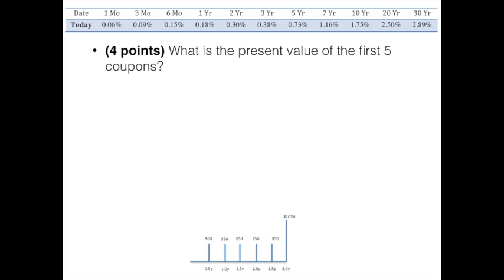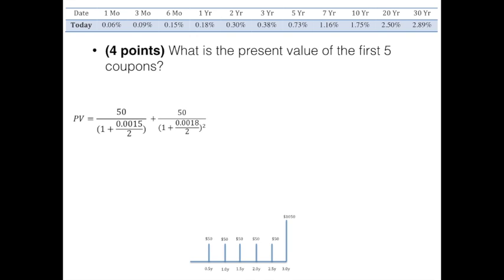The second part of the problem, what is the present value of the first 5 coupons? Again, you have to discount them using the corresponding rate. A 6-month coupon would be discounted using the 6-month rate, but this 6-month rate is a nominal annual rate with semi-annual compounding, and it's in percent. So 0.15% is 0.0015 if you write it as a decimal. Now, you get half of it every 6 months, so this will be the present value of the first coupon.